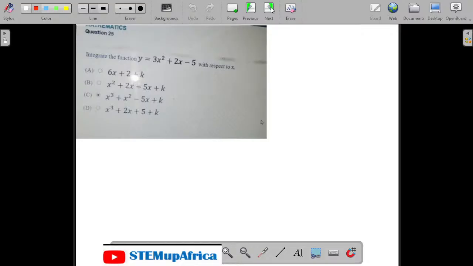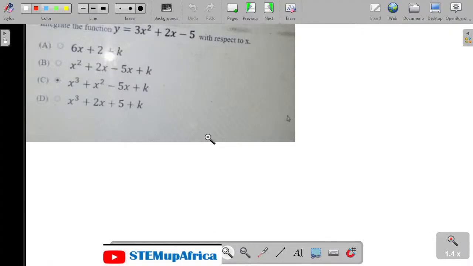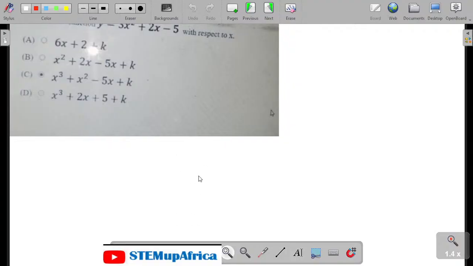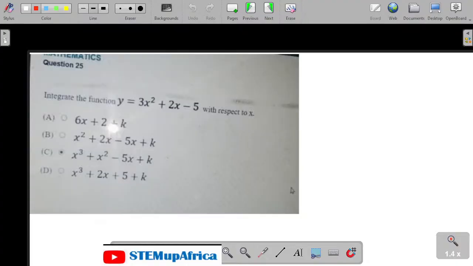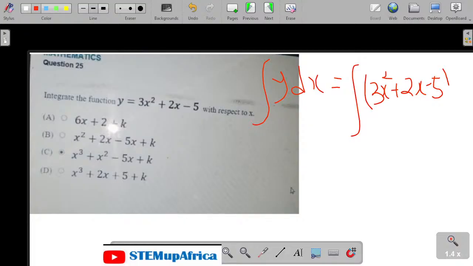Find the integral of the function with respect to x. We are asked to integrate this function with respect to x. So we are going to have the integral of y dx. So what is our y? Y is given to us as 3x squared plus 2x minus 5, with respect to x.